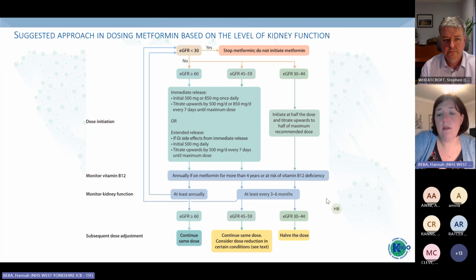And again, this is a really useful algorithm around how we manage renal dysfunction with metformin, and also around other monitoring. So for example, B12 deficiency needs to get looked at as we would with metformin now anyway, and the MHRA guidance around that. So this is a really useful thing that you can find in the KDIGO guidelines.